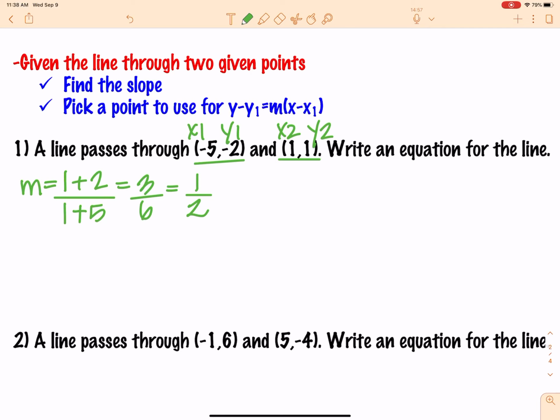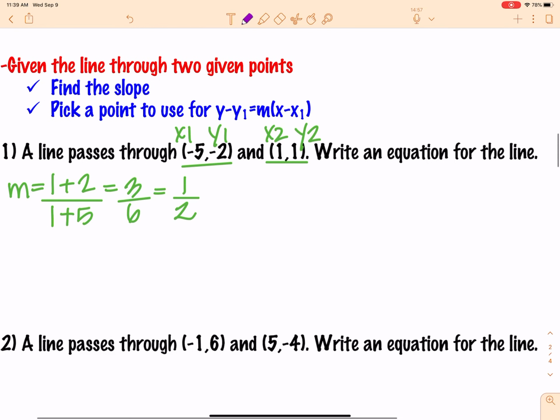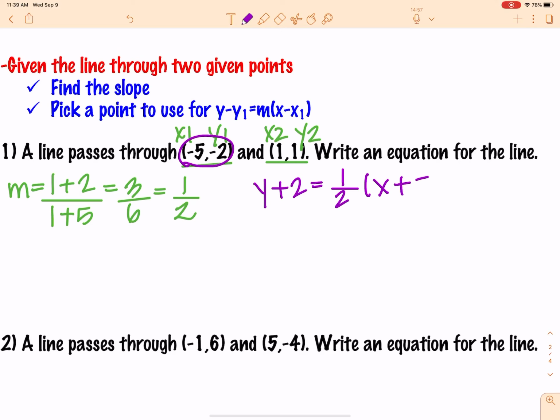Okay, you can pick either one of these points, it doesn't matter. I'll show you guys both versions, but you could just have one of these answers and you'll be fine. So if I just wanted to use the -5, -2 point, then my equation would be y plus 2 equals 1/2 x plus 5. Or your other answer could be, if you use this point, y minus 1 equals 1/2. The slope does not change. x minus 1, just your points changed.